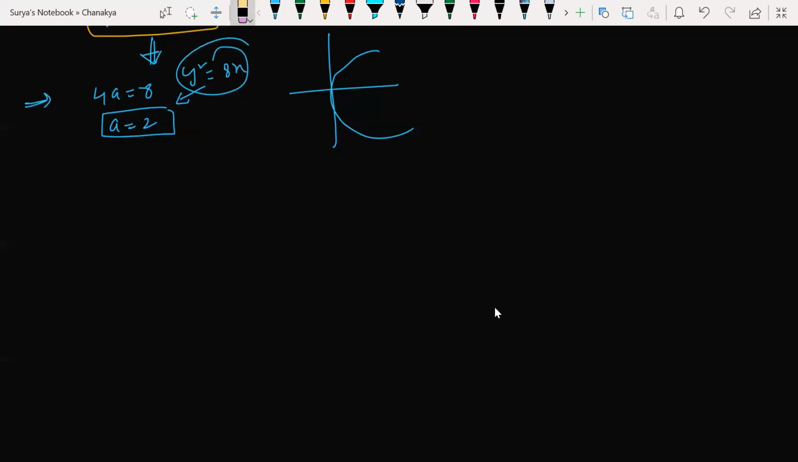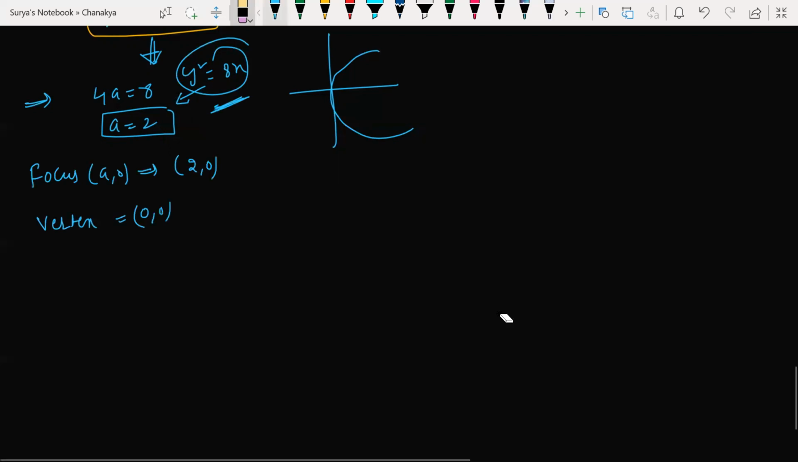That a value 2 I got. What is the focus for a right-handed side parabola? What would be the focus? A comma 0. Then what is the focus here? 2 comma 0. Am I correct? Perfect. Then what is the vertex? Vertex for all standard parabolas is at 0 comma 0. For this type of parabola, vertex would be at the origin. What is directrix?